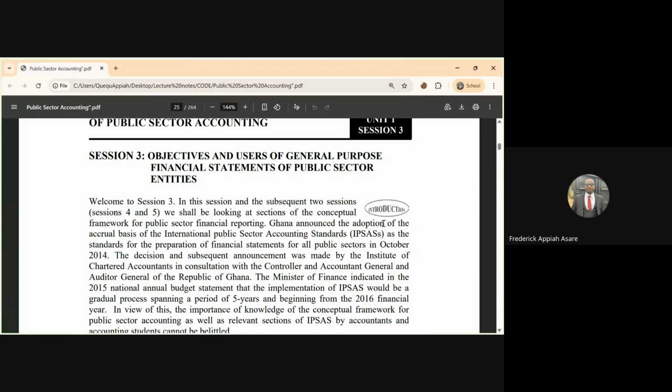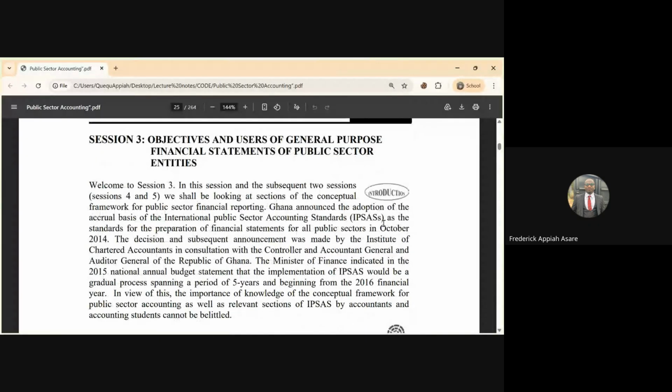So the IPSAS, we don't have one under IFRS. All IFRS are for private sector accounting. Public sector accounting uses the IPSAS. Oh, okay. So the full standards under the IPSAS are for public sector accounting, and all the standards under the IFRS are for private sector accounting. All right, thank you.